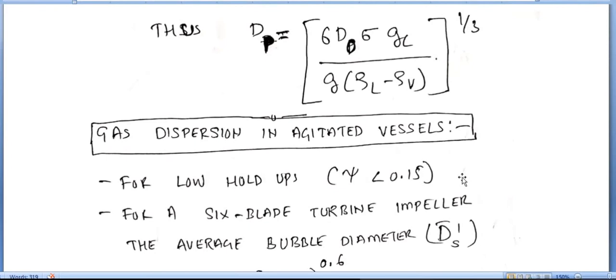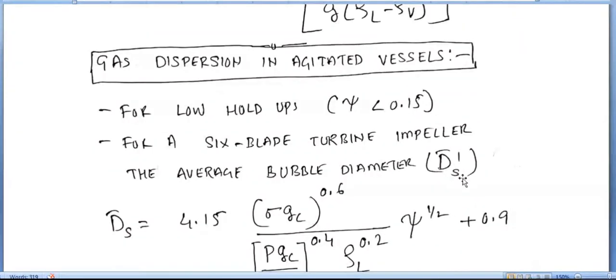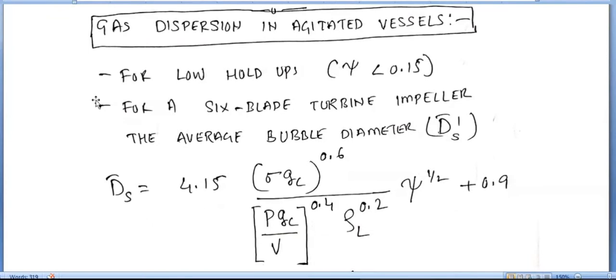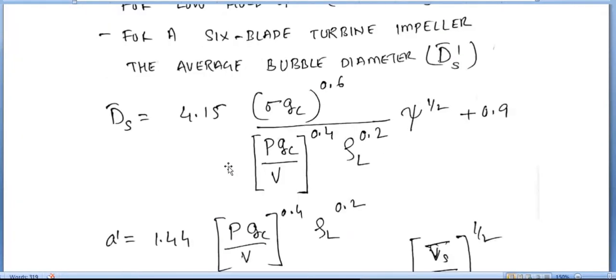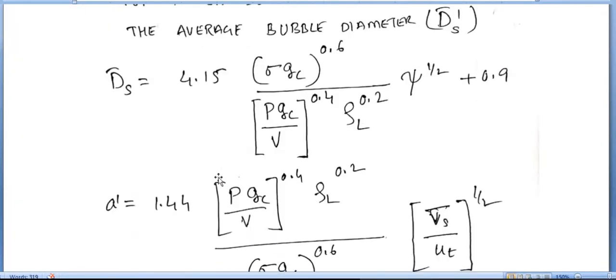Now we will go for 2 or 3 empirical equations to wind up this topic. For low holdups, xi is less than 0.15. For a 6-bladed turbine impeller, the average bubble diameter is given by this. Remember, this is for what, sir? For a regular particle. For irregular particle, how to find, sir? We have to do empirical equations. We have to do experimental results only, and then we are supposed to come to the conclusion. So hence, d bar s is given by this formula.